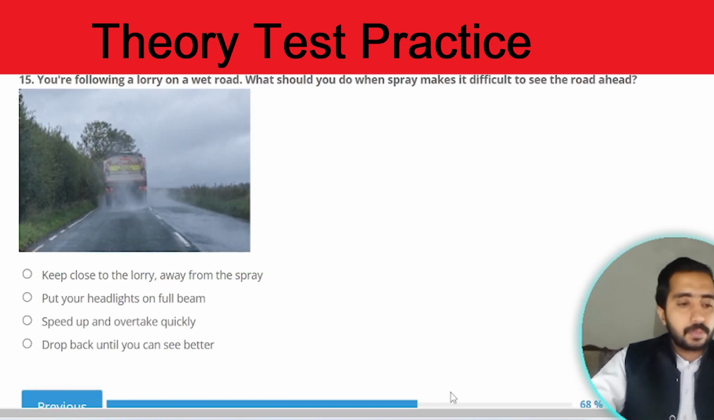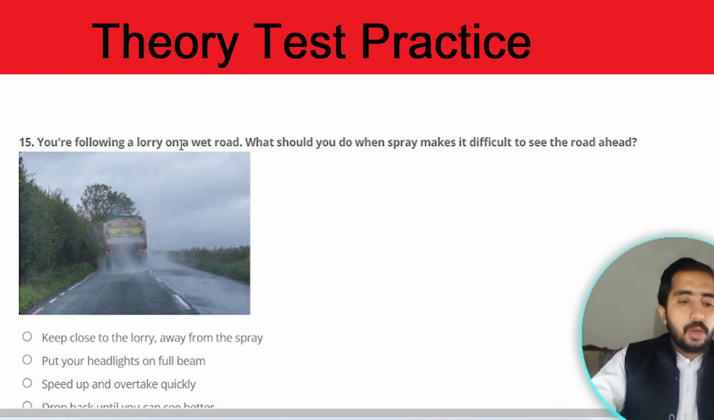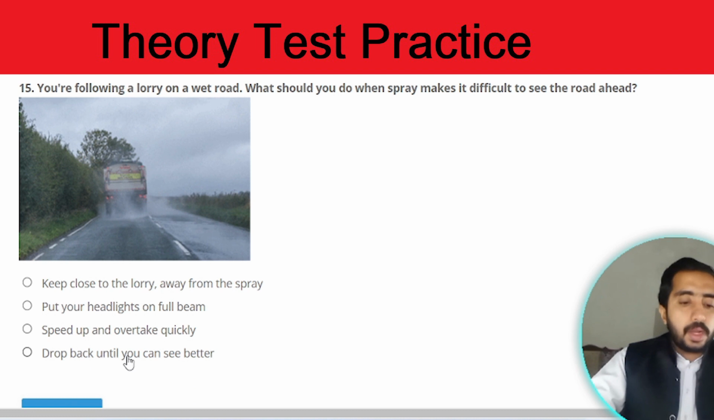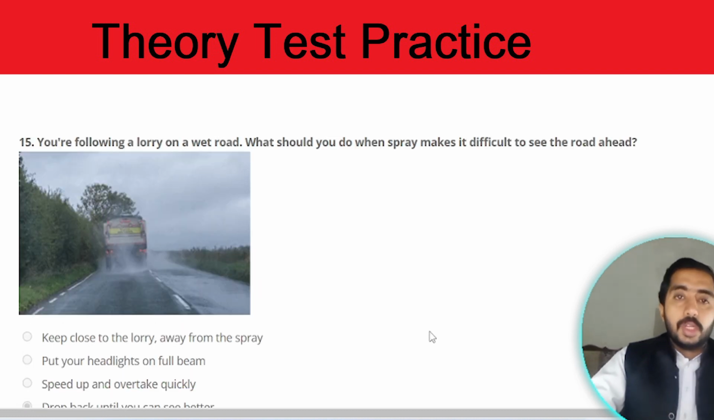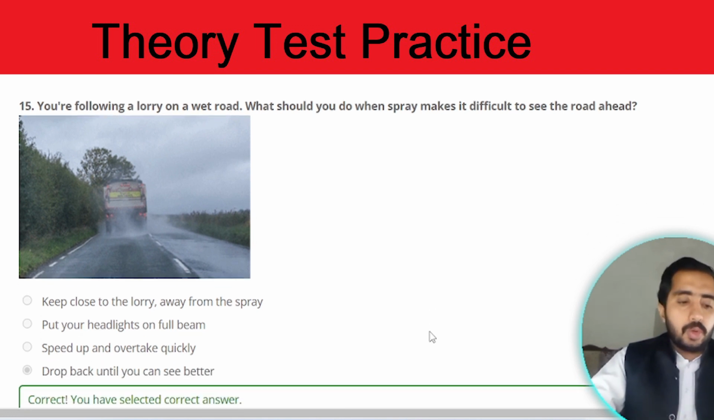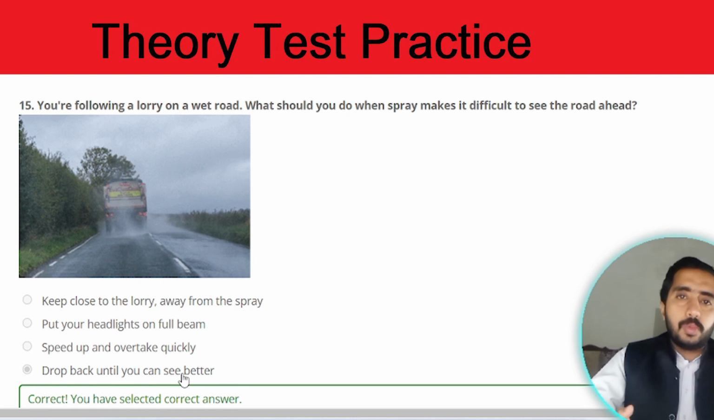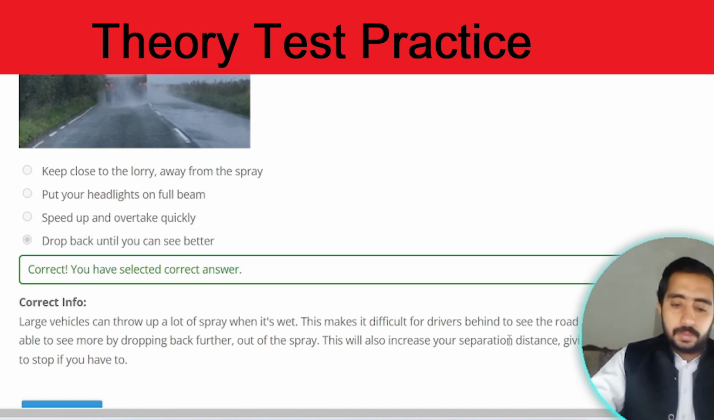Next one. You are following a lorry on a wet road. What should you do when spray makes it difficult to see the road ahead? In this case, you need to drop back until you can see better. Option D is the correct one. You always need to keep your vehicle and yourself safe, so drop back and remain back until you see better.